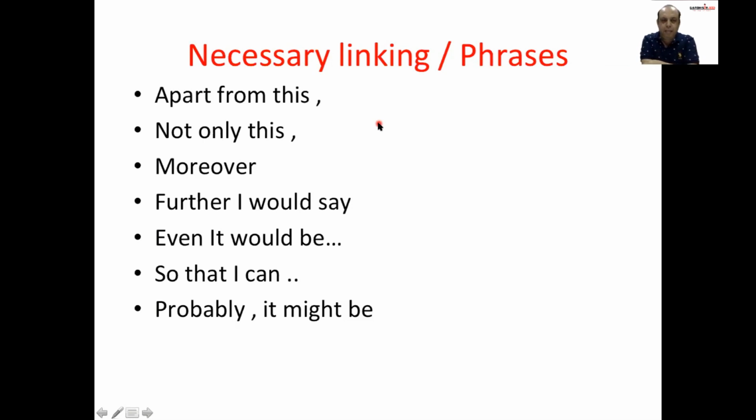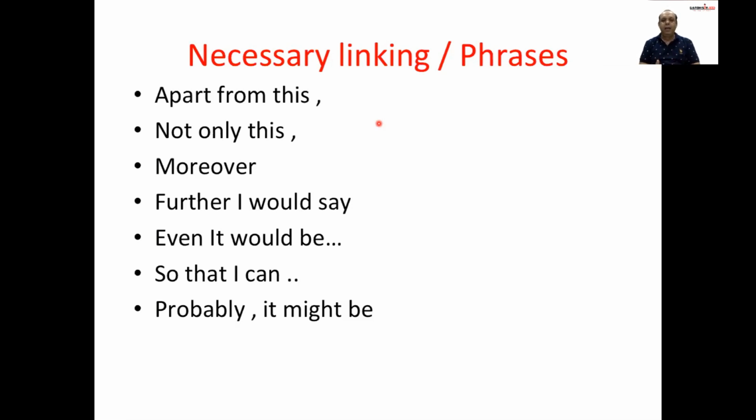Necessary linking of phrases. Again, I'm speaking. Those students who usually speak with 'and' and 'but' and 'so' in your speaking, please, these linkers make your speaking not sluggish. These words make your speaking passive. That's why I have written these words in front of your screen.